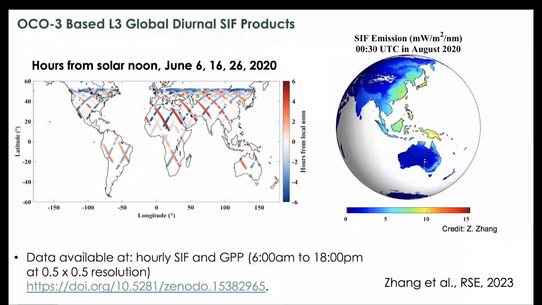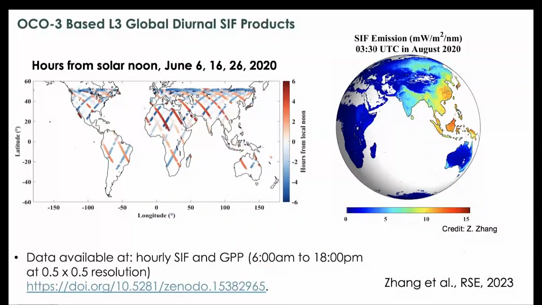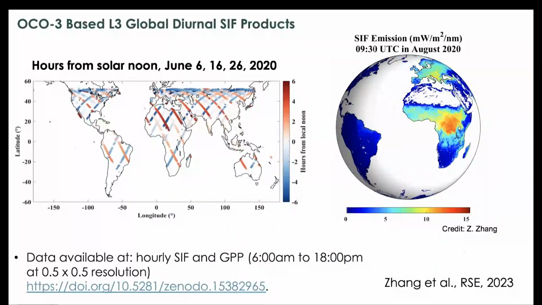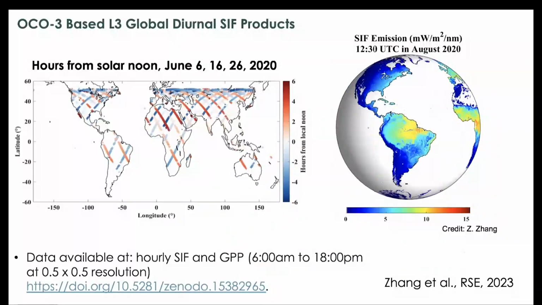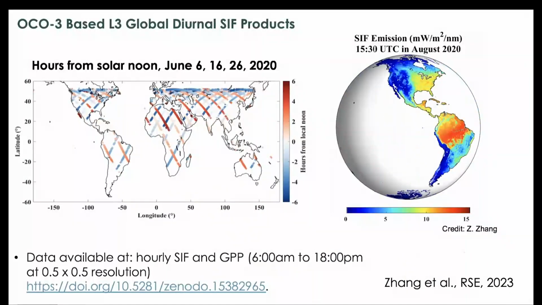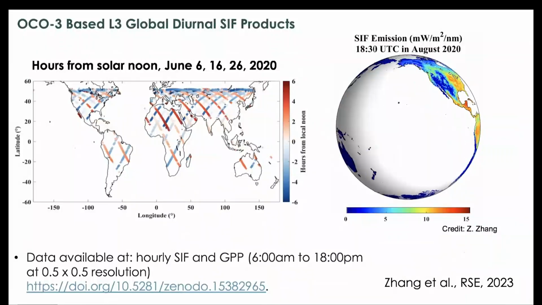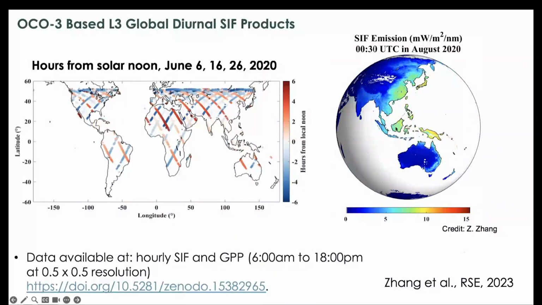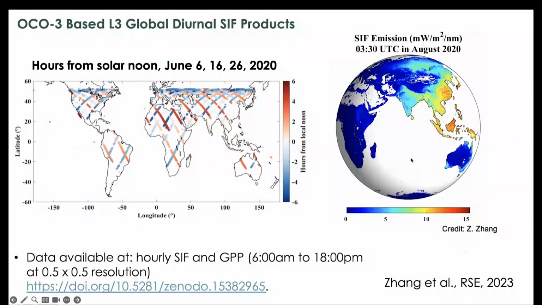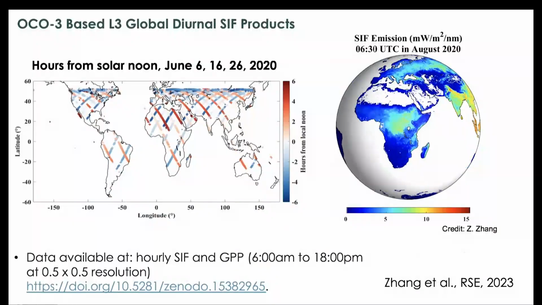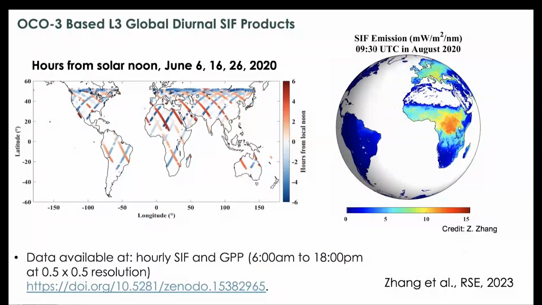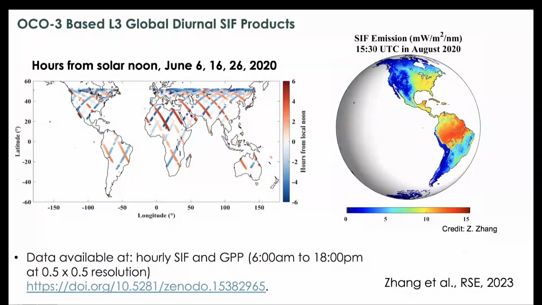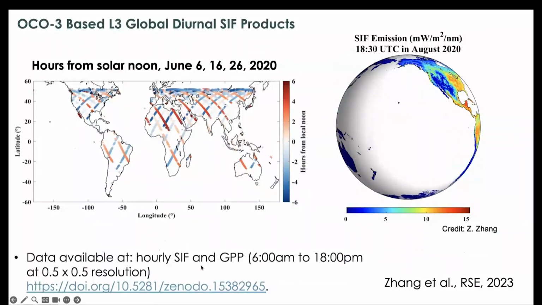For OCO-3, as I mentioned before, because OCO-3 is on the International Space Station, it has different times of the day at different overpassing times. This actually allows the community to generate diurnal level 3 SIF products. The left panel shows the hours from local noon for these 3 days, while this animation shows the hourly level 3 SIF products derived from OCO-3 SIF. It shows very nice diurnal cycles of the SIF values. And this data is also available at this link.